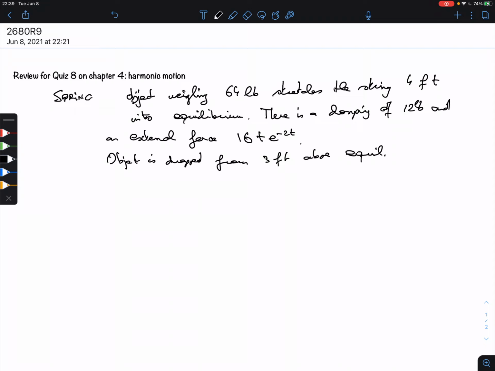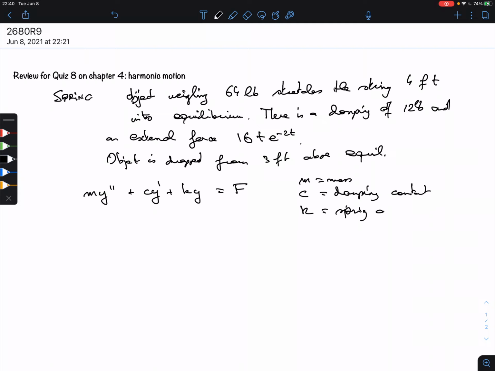All right, so first of all, let's quickly review what we are dealing with. We have the spring equation, the differential equation looks like this, right? Where m is the mass, c is the damping constant, and k is the spring constant. F, of course, is the external force. Okay, so what do we have here?